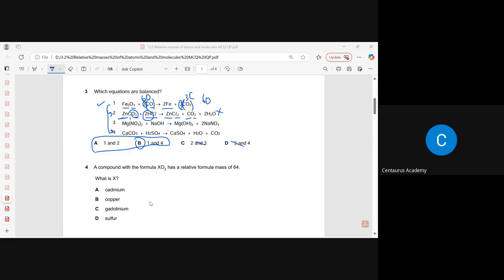Yes, are we clear about this one? Let's move on to the next one. A compound with the formula of XO2 has a relative formula mass of 64. What is X? Use your periodic table. Grab your periodic tables.